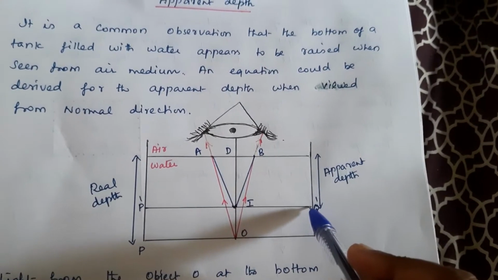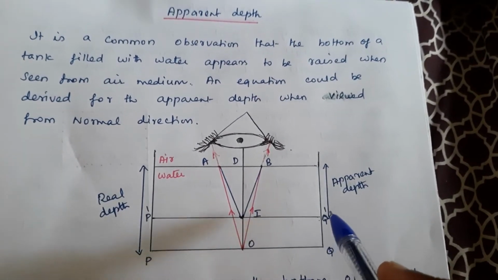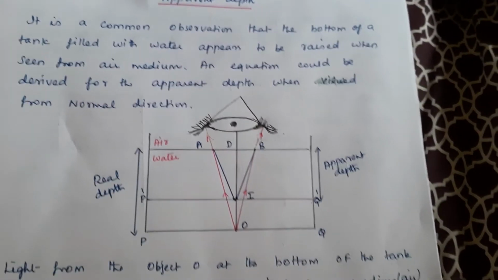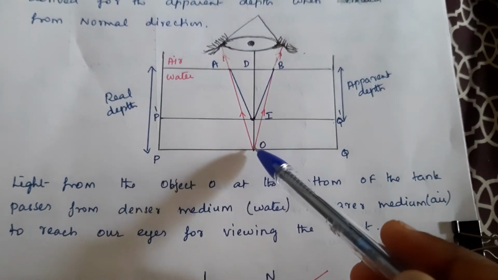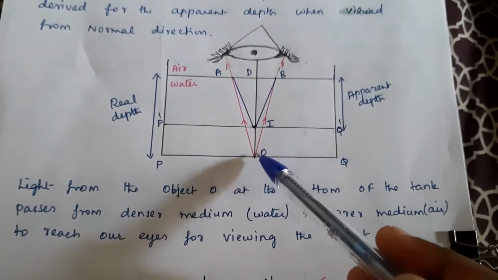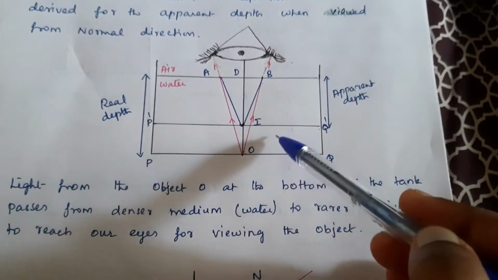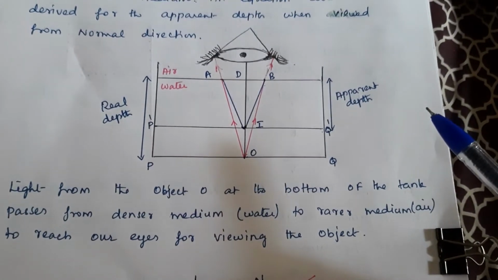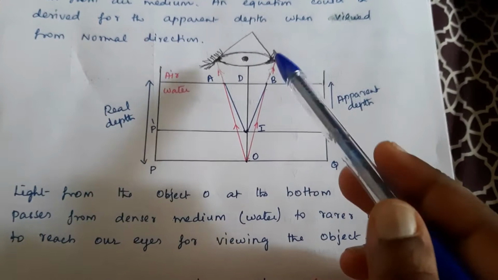So now we are going to derive an equation for apparent depth when we are viewing from the normal direction. Light from the object which is at the bottom of the tank passes from the denser medium, water, to the rarer medium to reach our eyes for viewing the object. So the light is traveling from this medium to this medium.